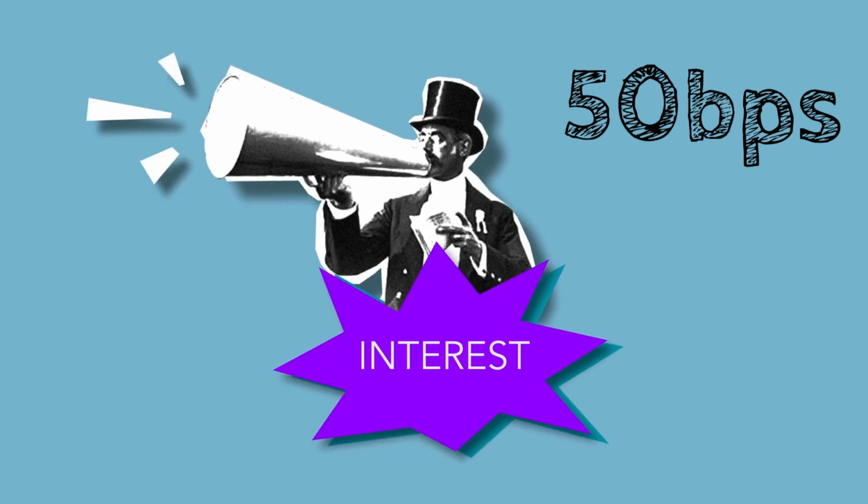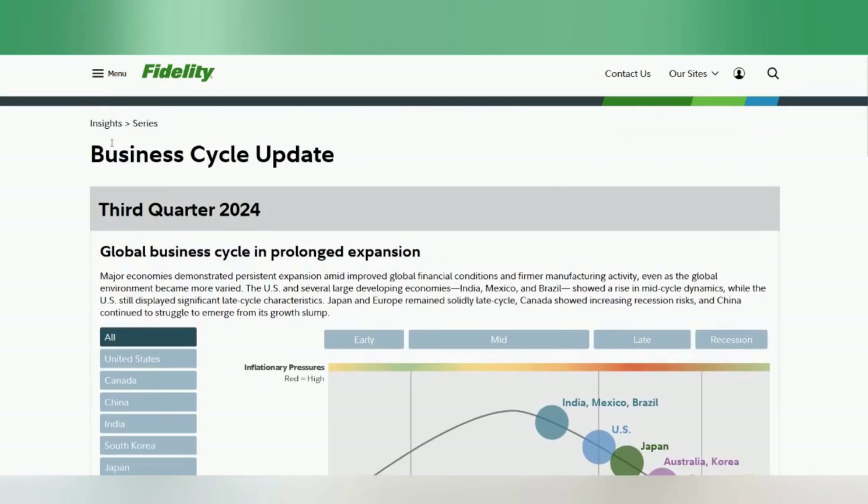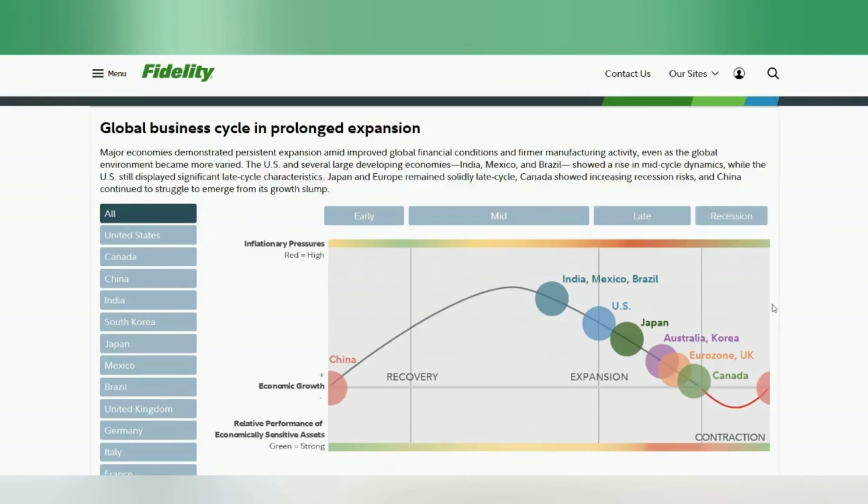Well, I wanted to show you this graph that's actually available to everybody inside of Fidelity, and I'll include a link in the description. But essentially what this shows here is the business cycle update as of the third quarter of 2024. So this is not just a general graph, this is an actual graph of where we are in the cycle dynamics, which if you've been an investor for a long time, you've seen this cycle repeat itself over and over.